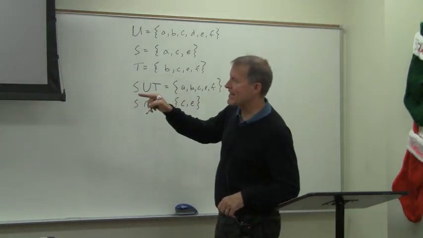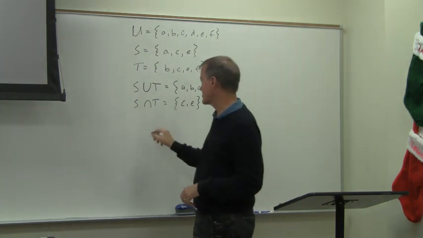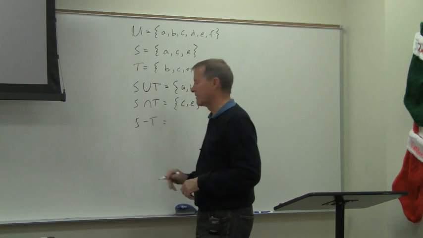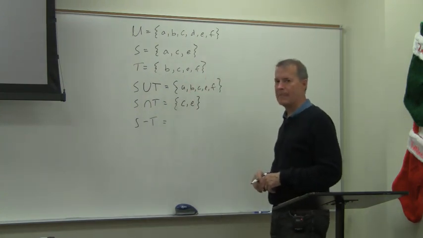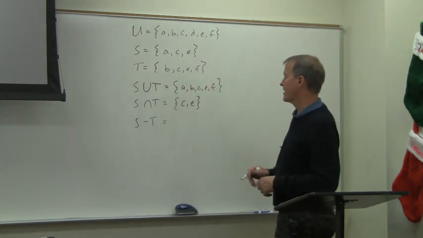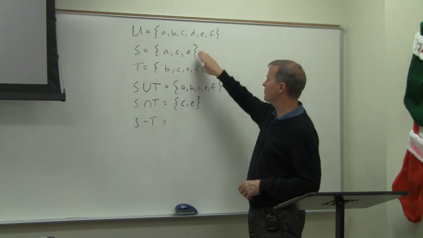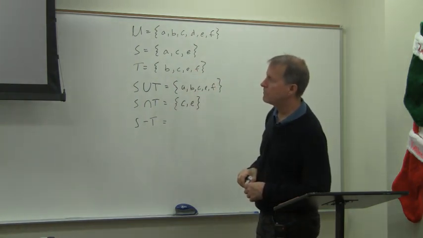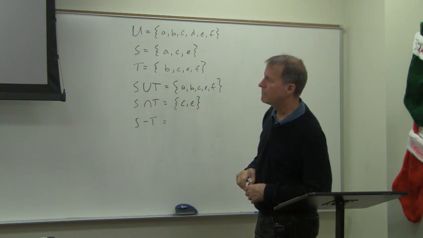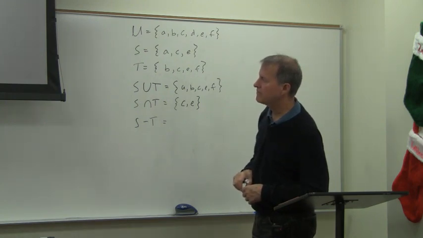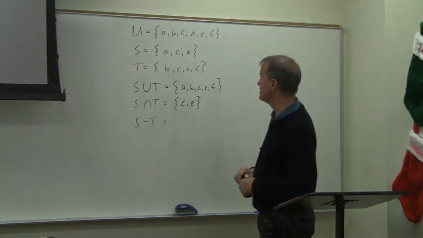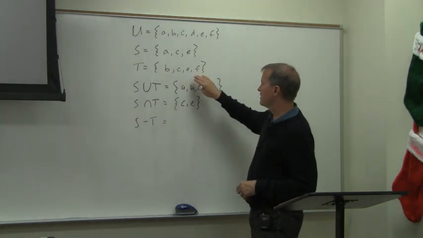And what about the set difference? Have you guys done set difference? This might be one that you're not familiar with. It's V is an element of S and V is not in T. Okay, so now which ones of this universe are not in T? So it's the ones in S that aren't in T, which is A. Yeah, so is that A?